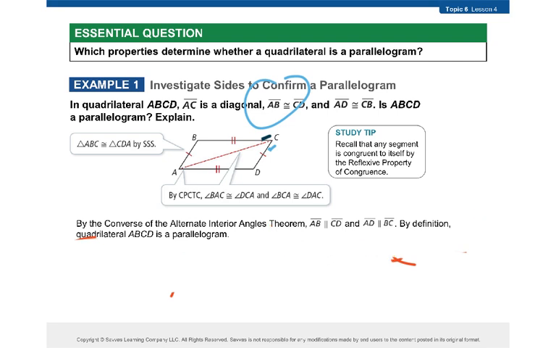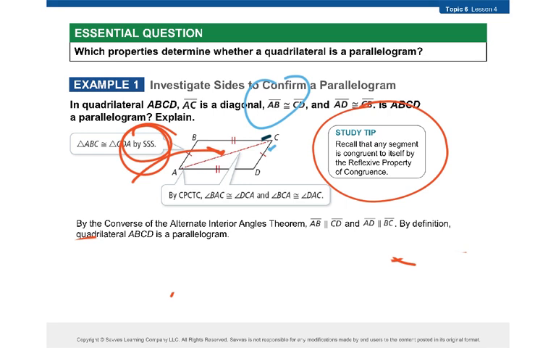Now, study tip. Recall that any segment is congruent to itself by the reflexive property. So where is the reflexive property here? This one, the diagonal, right here. Since these two triangles, ABC and CDA, they share the same side. So that makes it a reflexive property. So by means of side congruence of a triangle, we all know that ABC and CDA are congruent with each other.